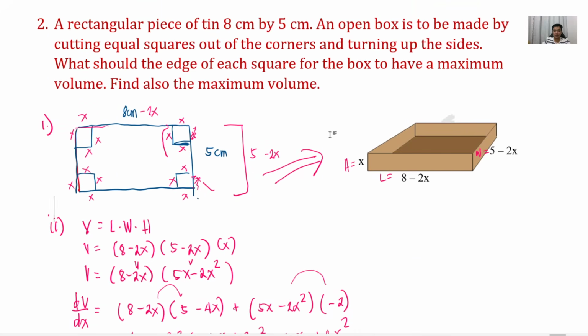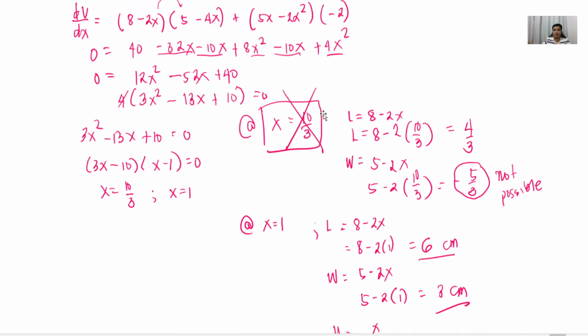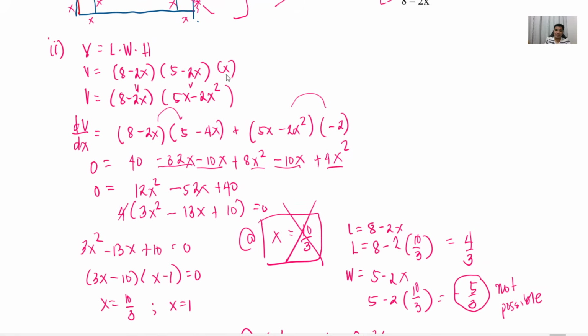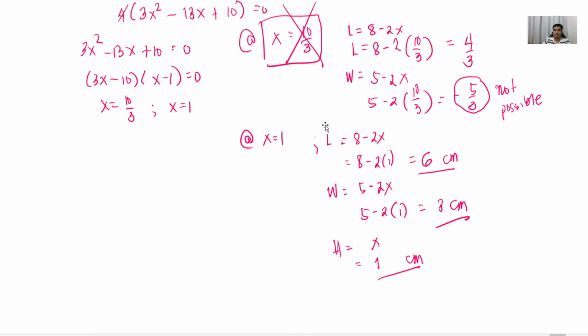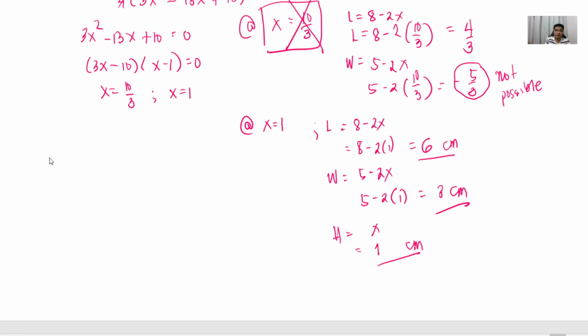Now, what is the question in the problem also? Find also the maximum volume. So what is the formula for the volume? We have the length, width, and height. Multiply mo yon. So volume now class is length times width times height. So that is equal to 6 times 3 times 1. And that is equal to 18 cubic centimeters.